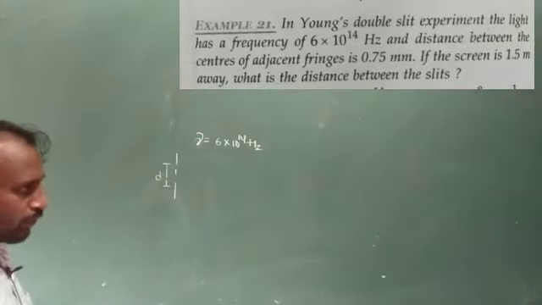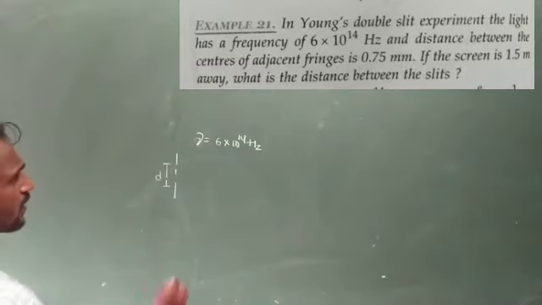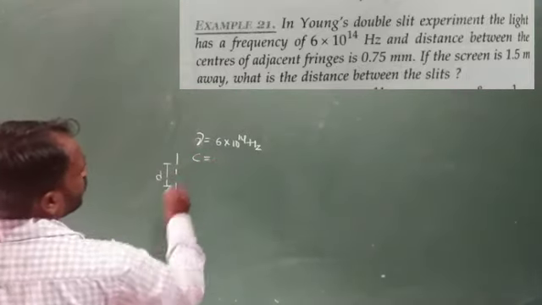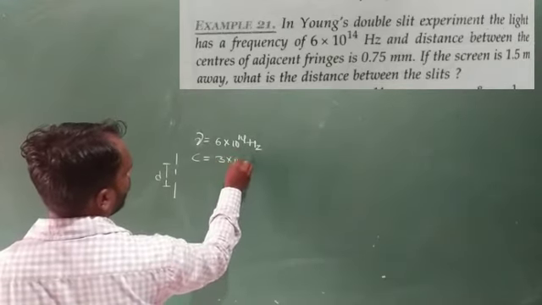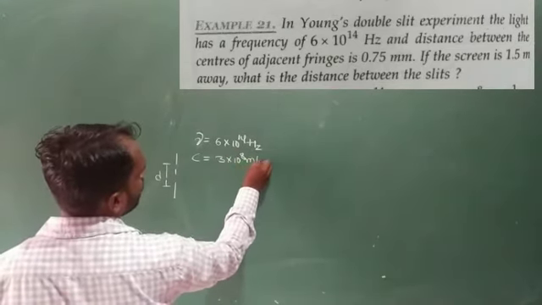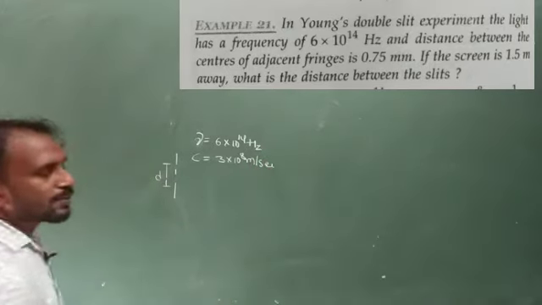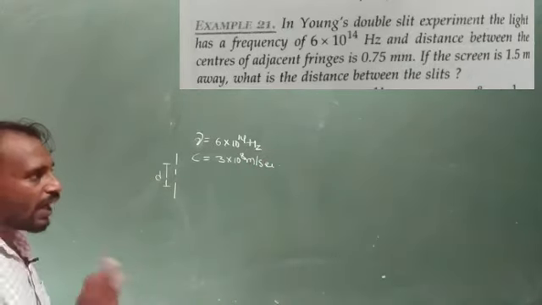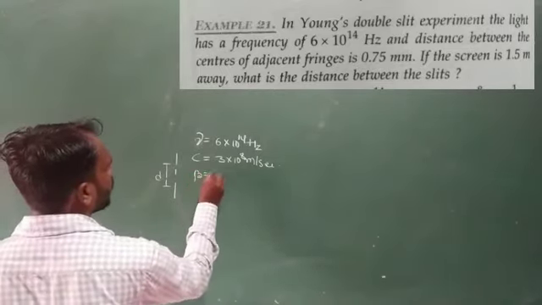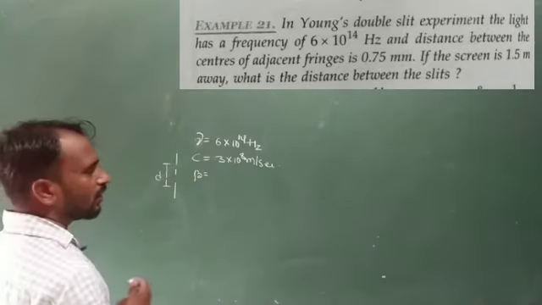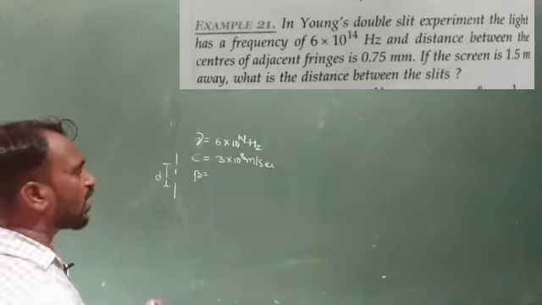Next, the speed of light in a vacuum is 3 into 10 power 8 meter per second. So this is the speed of light in a vacuum. Next, the fringe width between adjacent fringes is given as 0.75 millimeter.